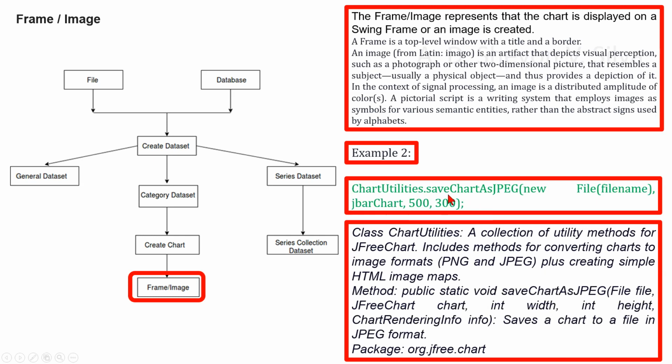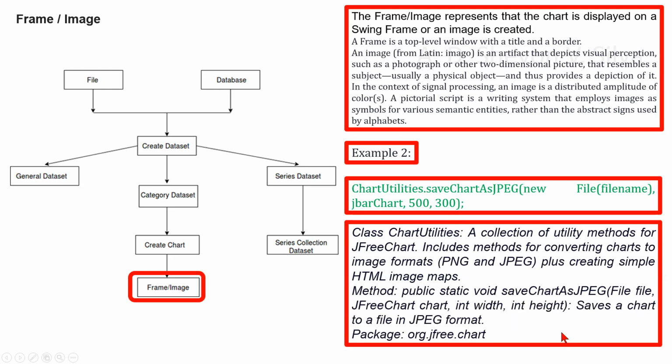Here the public static void saveChartAsJPEG(File file, JFreeChart chart, int width, int height) saves a chart to a file in JPEG format. Here, the file is null not permitted and chart null not permitted, the image width and the image height.